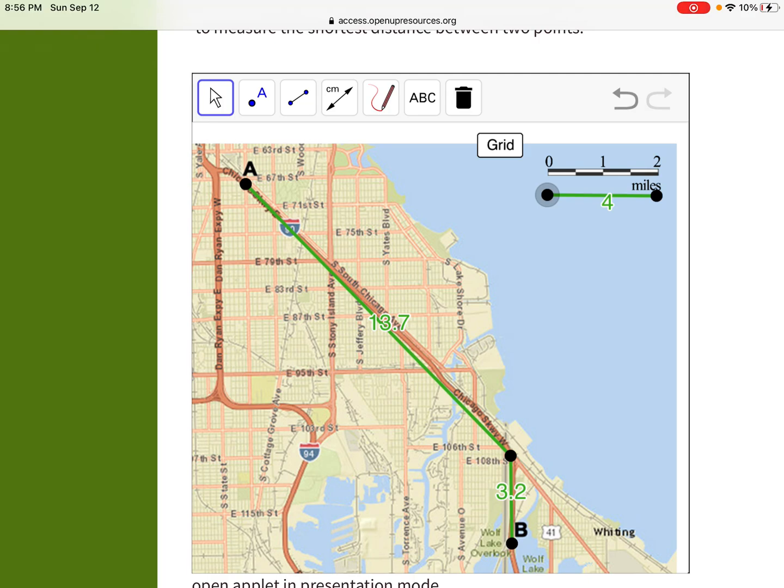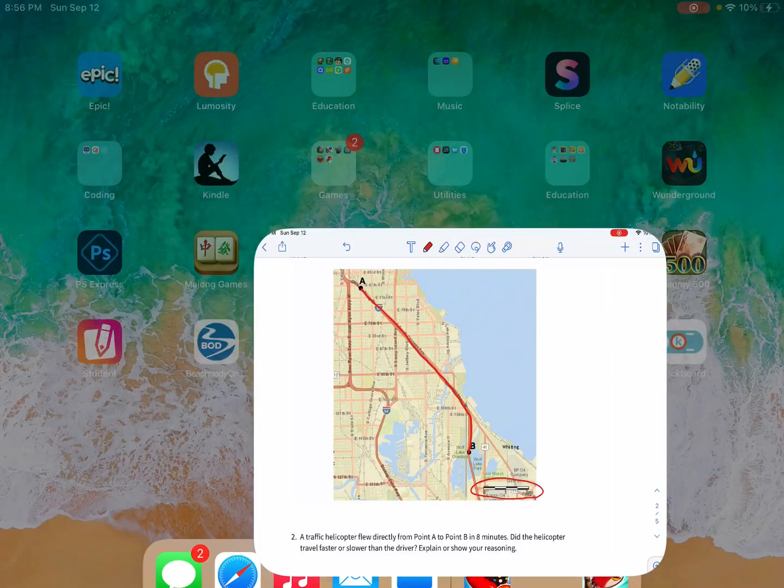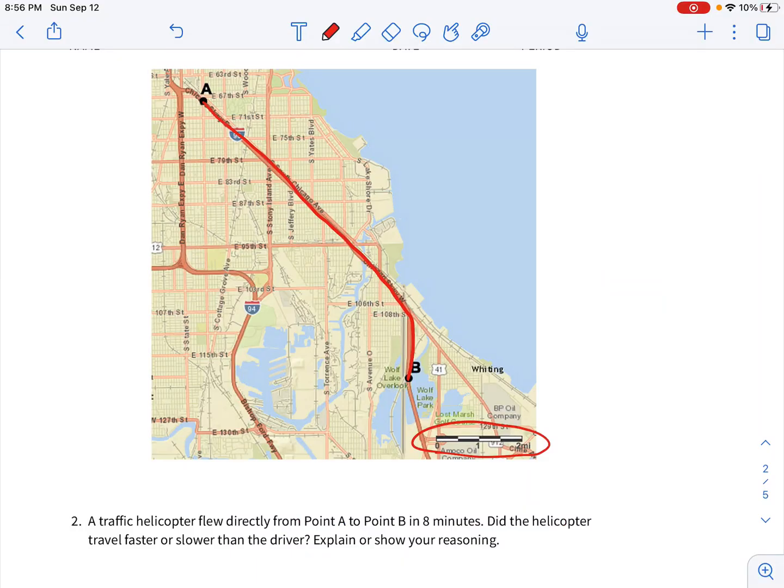Okay, so 4 centimeters equals 2 miles. All right. So we've measured it. We know the distance now. We have to use this 4 to find out how many miles are actually from A to B. Okay, so we know it's not 17 miles, it's 17 centimeters from A to B. And we know that 2 miles equals 4 centimeters. So we're going to divide this by 4 to find out how many miles is between A and B.